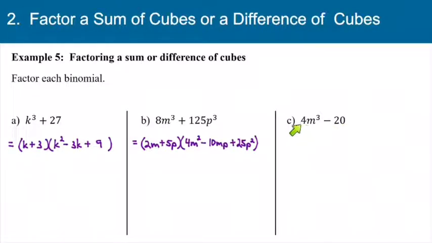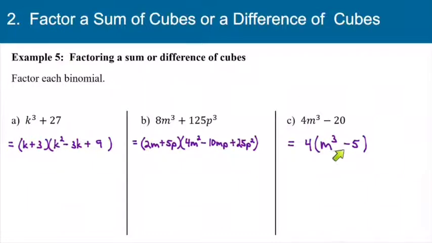And now when we look at part C, 4m to the third minus 20 is not a difference of cubes because 4 is not a cube and 20 is not a cube. But I do see that we have a GCF of 4. So let's factor out the 4 and then we'll see where we are. If we factor out the 4, we'll get 4 times m cubed minus 5 because you see that 4 times m cubed will make that and 4 times minus 5 will make that.